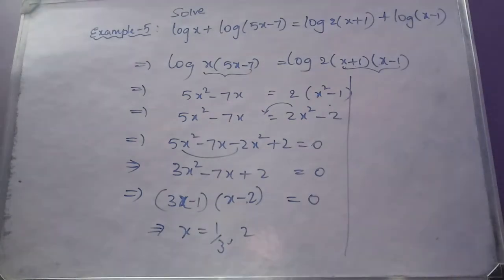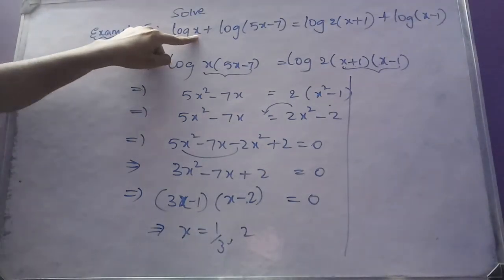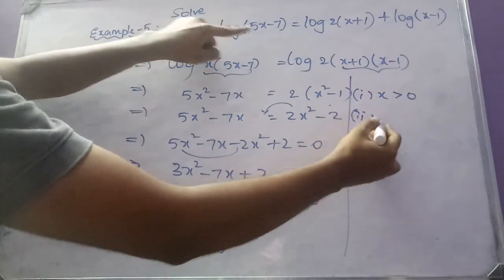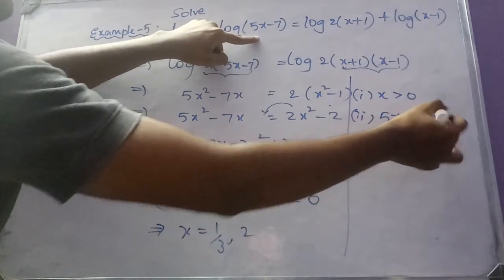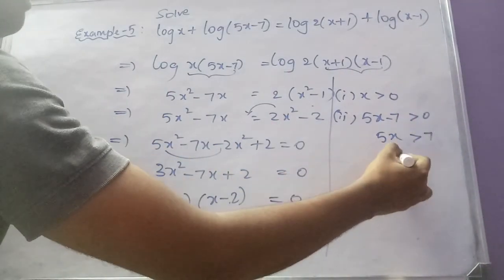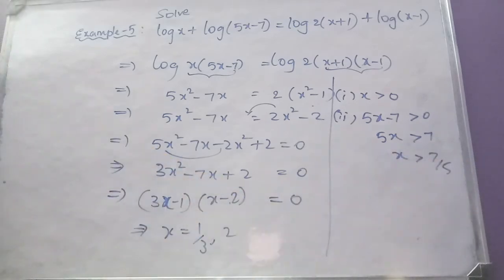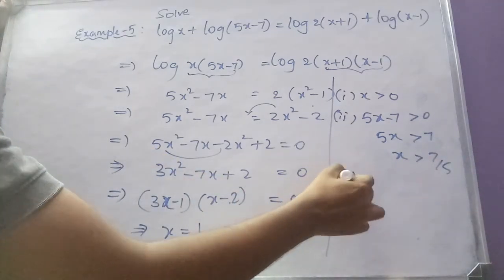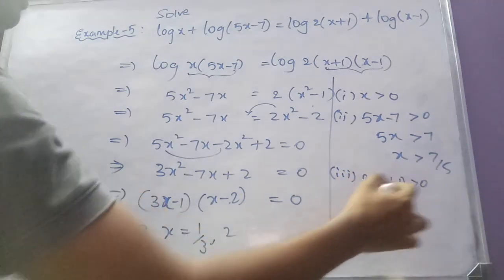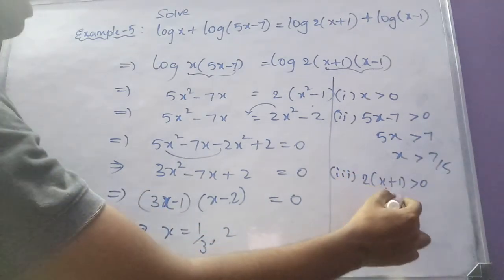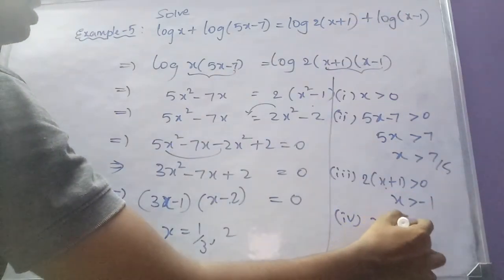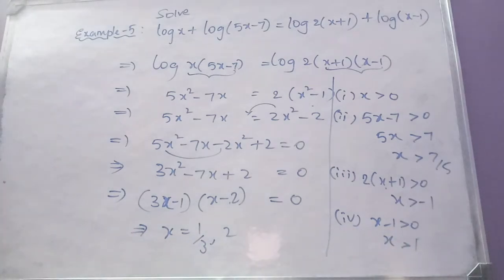So as we have already discussed, this must be greater than 0. Number 1, x must be greater than 0. Number 2, 5x minus 7 must be greater than 0, which means that 5x is greater than 7 and x is greater than 7 by 5. Next, number 3, 2 times x plus 1 must be greater than 0, or x plus 1 is greater than 0, that means x is greater than minus 1. And number 4, x minus 1 is greater than 0 or x is greater than 1.